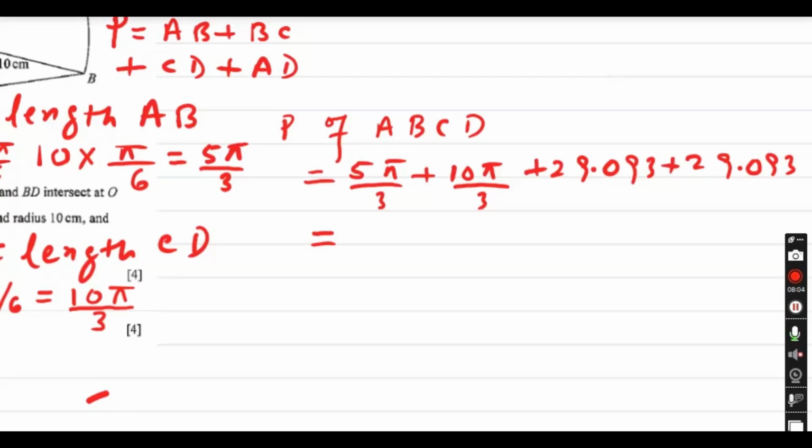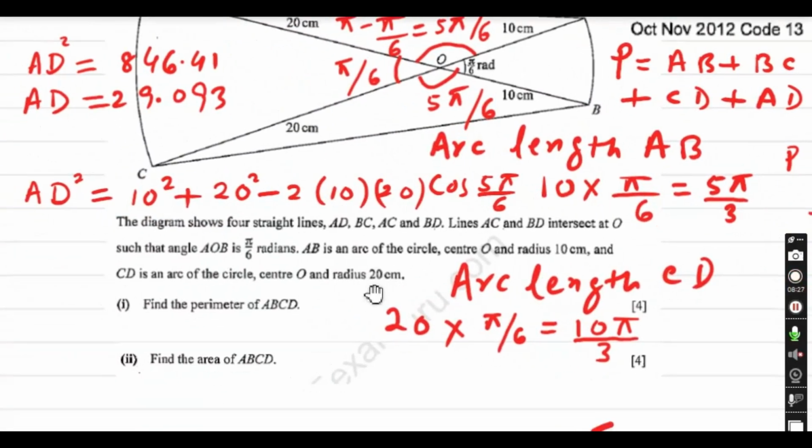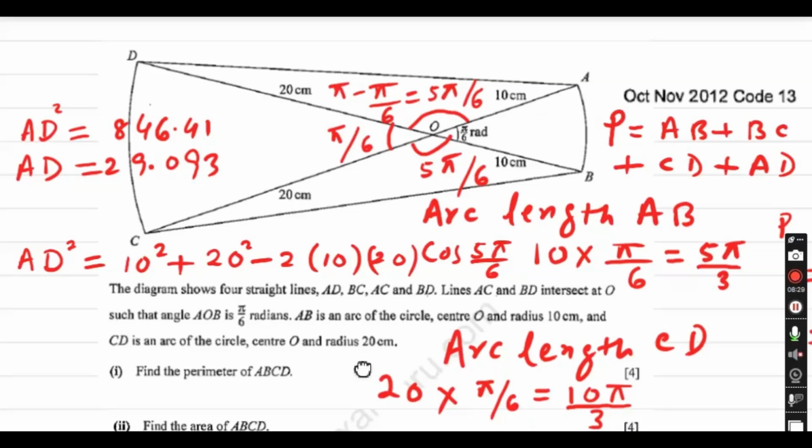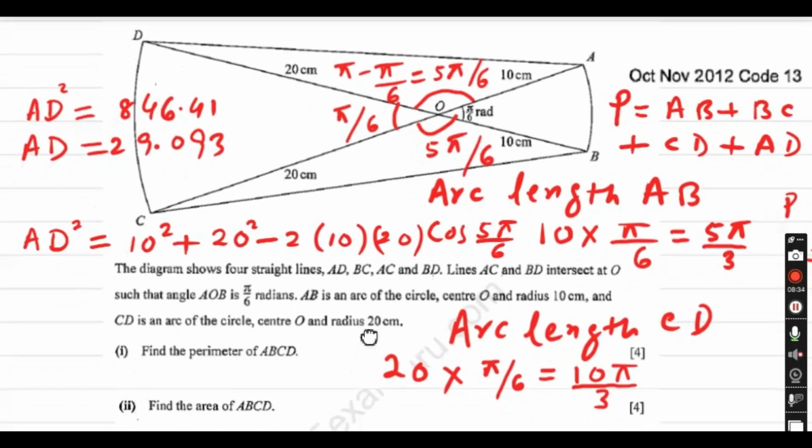Use your calculator to write the final answer, which is 73.894 centimeters. This is the answer of part number 1, the perimeter of ABCD. Hope you understand the whole part number 1.